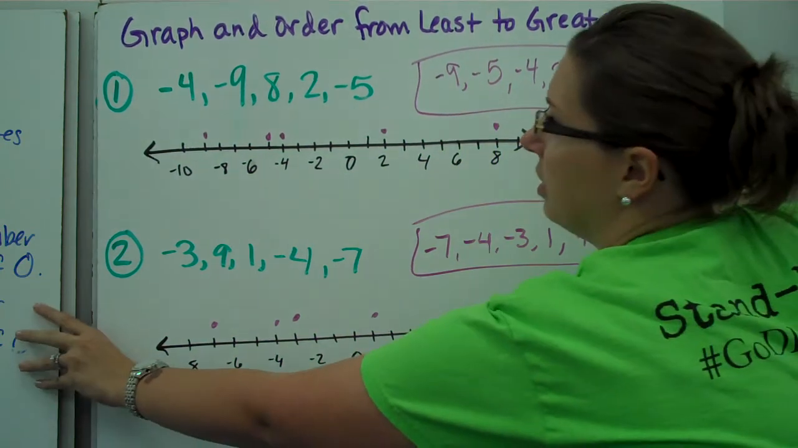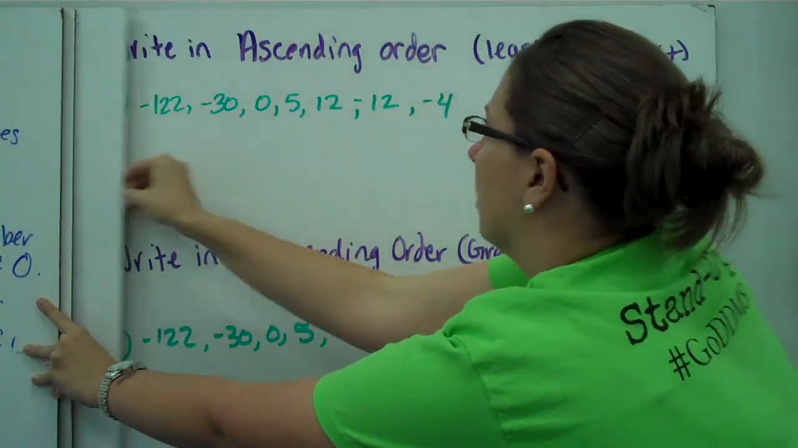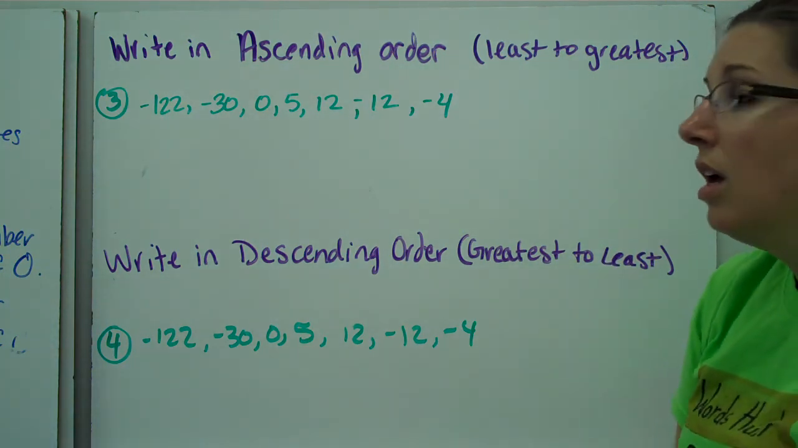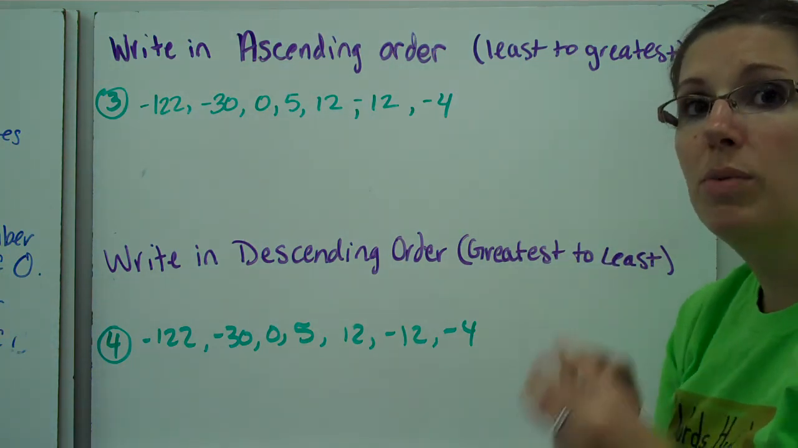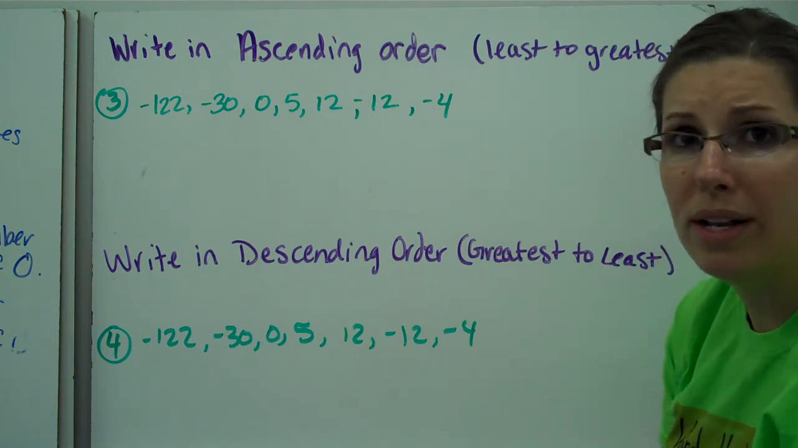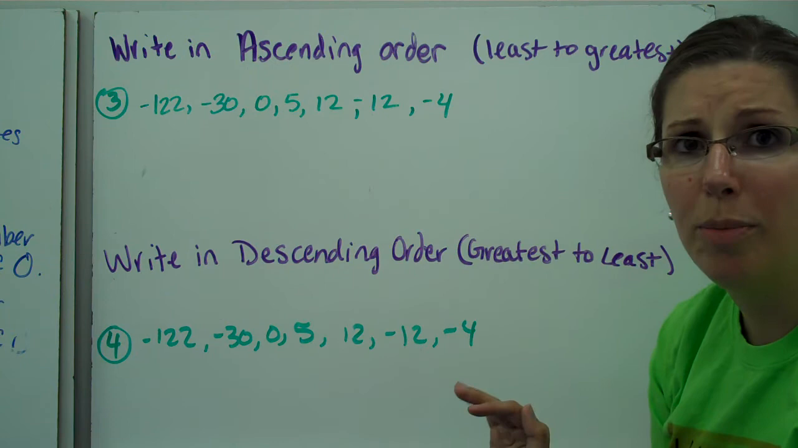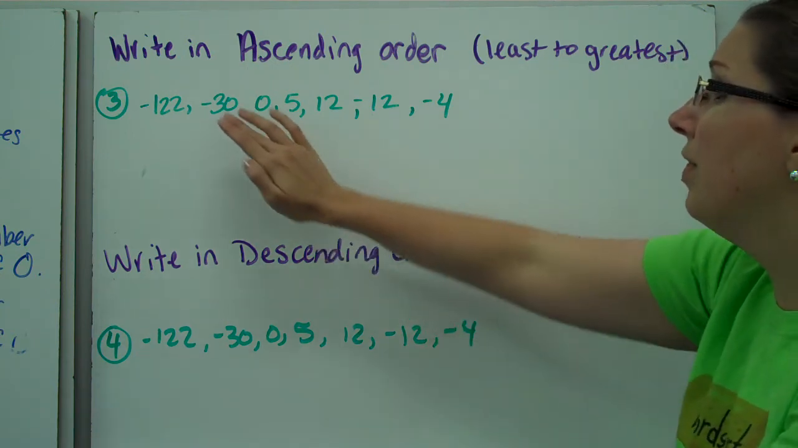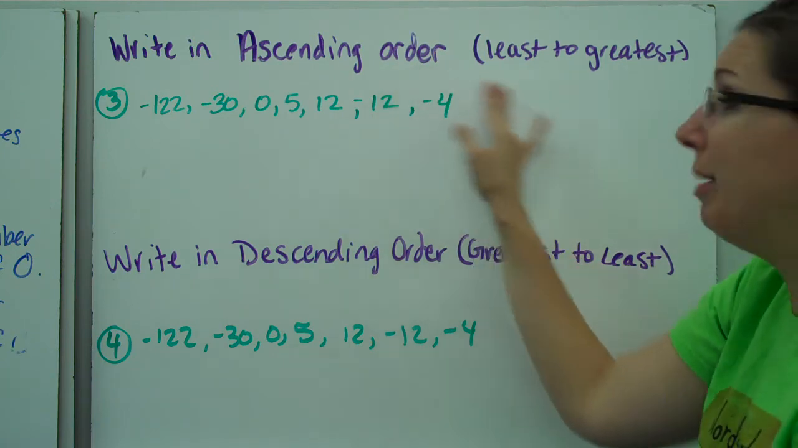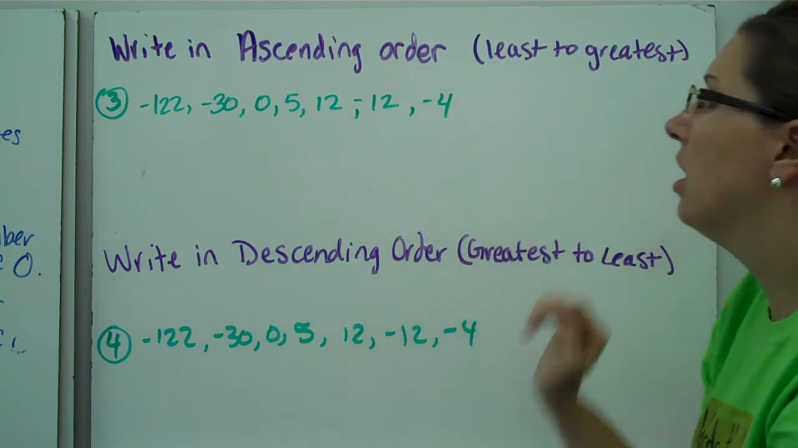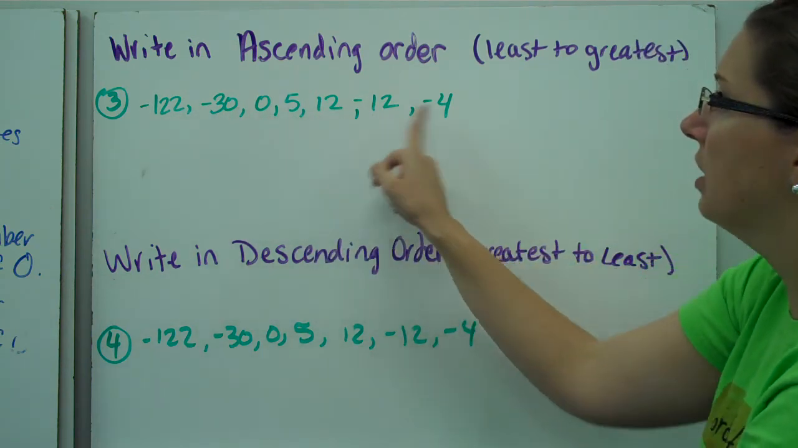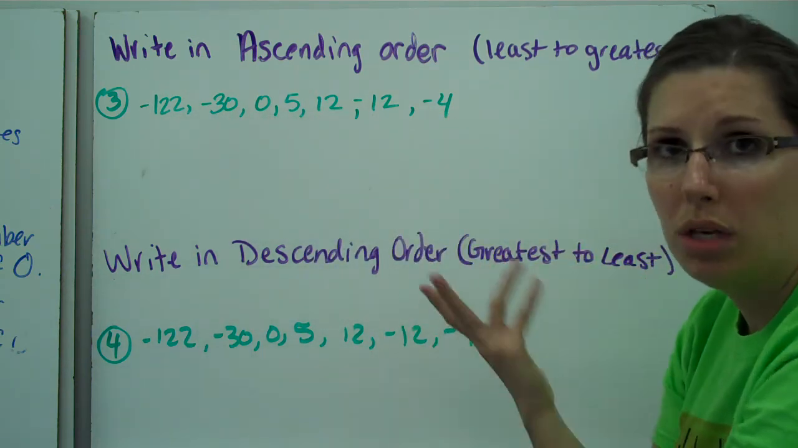We've got 2 more problems to go. And these problems have no number line with them. So we're going to try to do this without the assistance of a number line. If we need a number line though, we can always create one. You can always draw one on your paper if you need help. The directions say write in ascending order. Ascending order means from least to greatest. So I've got 1, 2, 3, 4, 5, 6, 7 different numbers that I'm going to write in order.